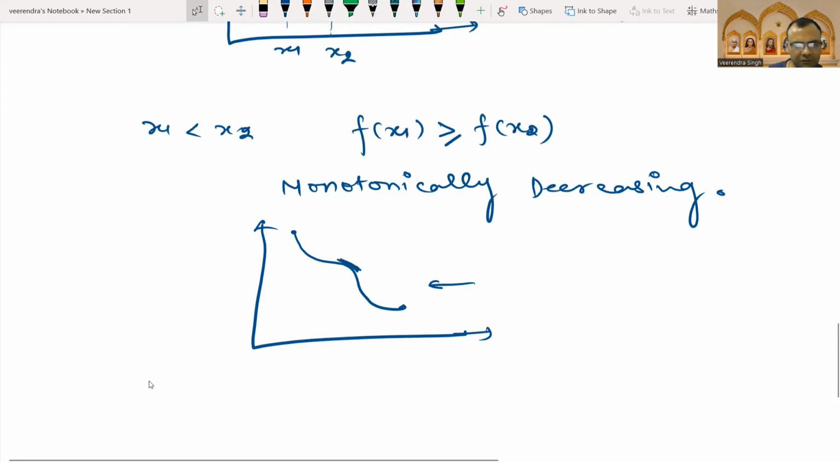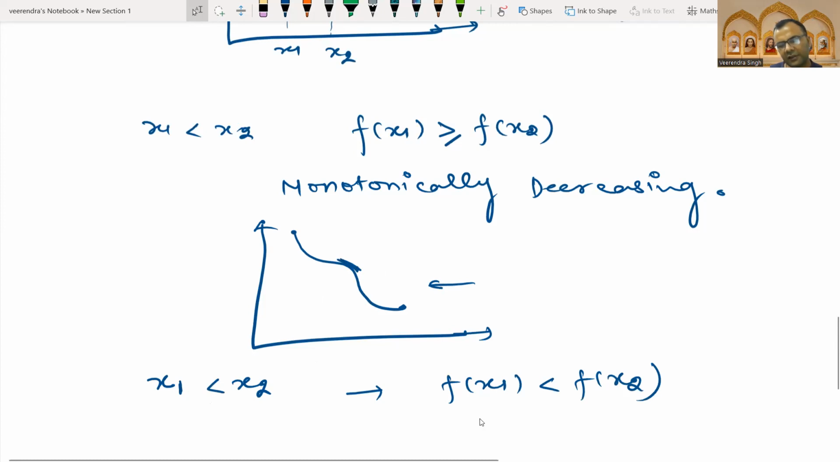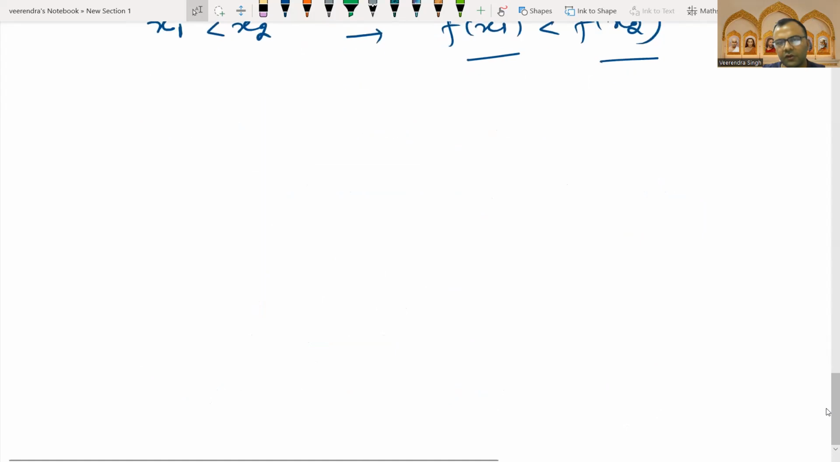Now we will talk about, suppose we have x1 less than x2, but we are getting f of x1 less than f of x2. What does that mean? That as x is increasing, the value of the function f of x is also increasing. So that means that the function is strictly increasing.